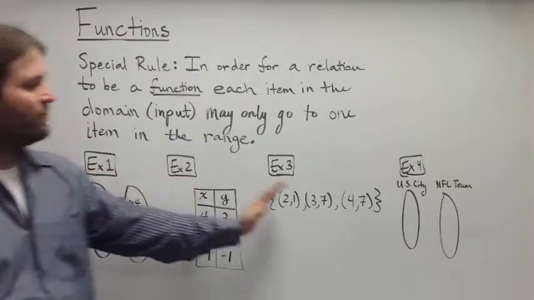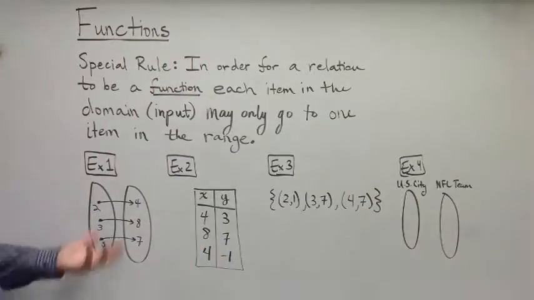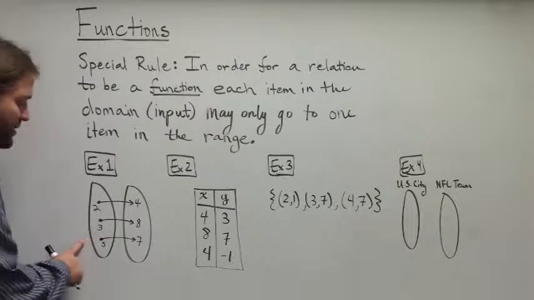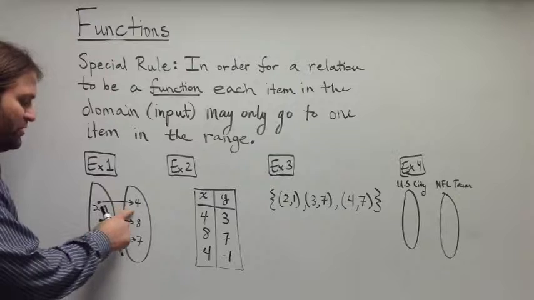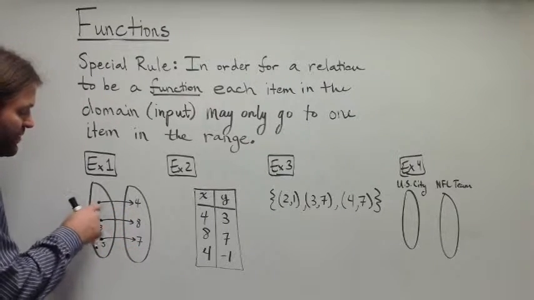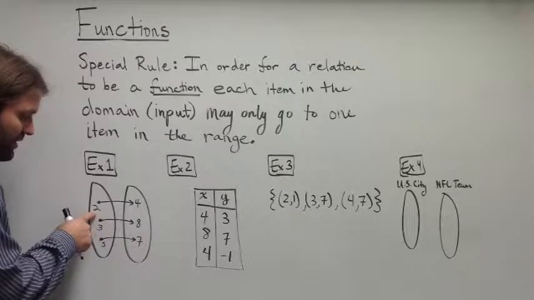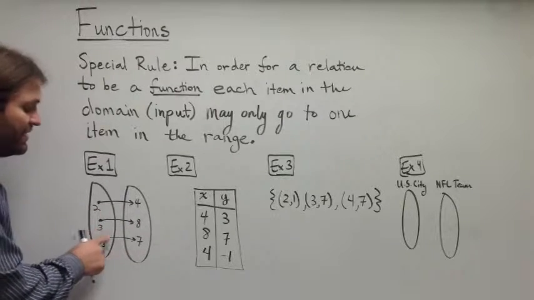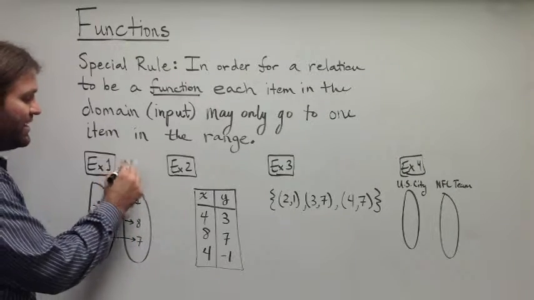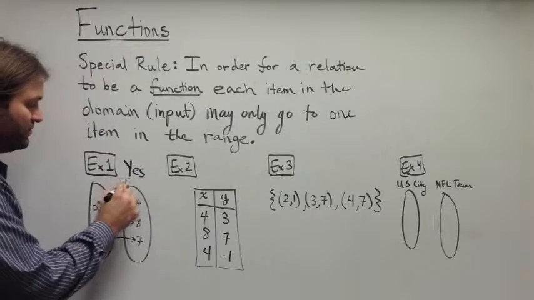So I have here several examples where we can look and see whether or not these are functions. So in this first example, we see that the number 2 goes to 4, the number 3 goes to 8, and the number 5 goes to 7. In this case, each number in the domain does just go to one number in the range. And so we would say that yes, this is a function.